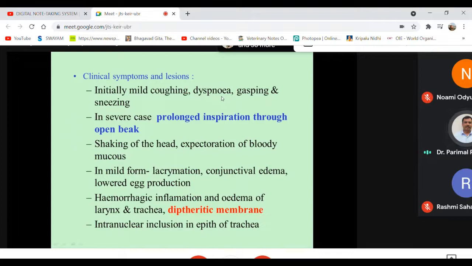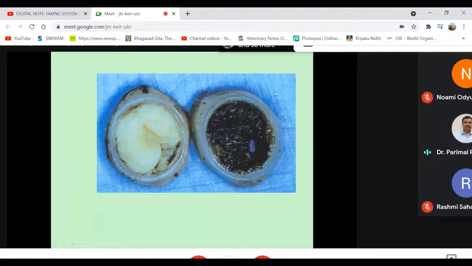So here in this picture, you can see a tracheal ring section. Here the hemorrhagic plugs are produced, and it is a caseated mass. So the entire respiratory tract has been narrowed down to a very small slit. As a result, the bird finds it extremely difficult to breathe, and even when they breathe, whistling sounds are produced because of these lesions.